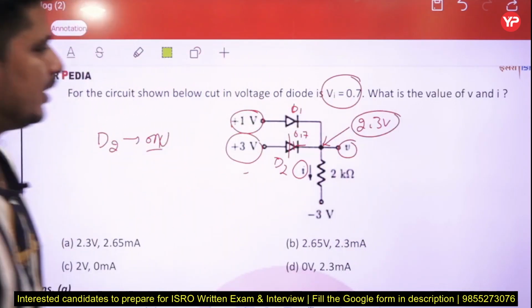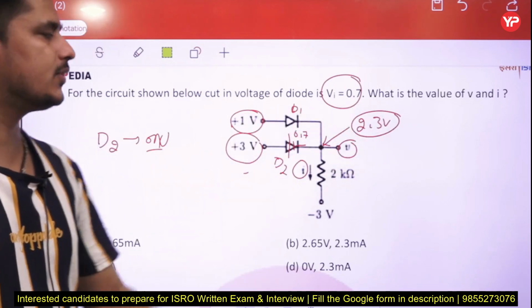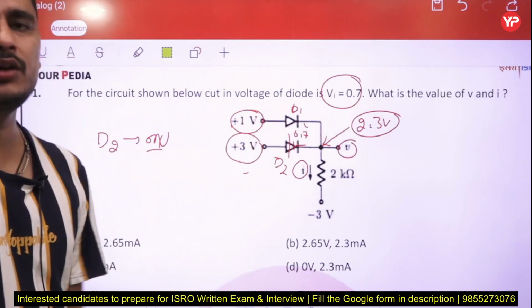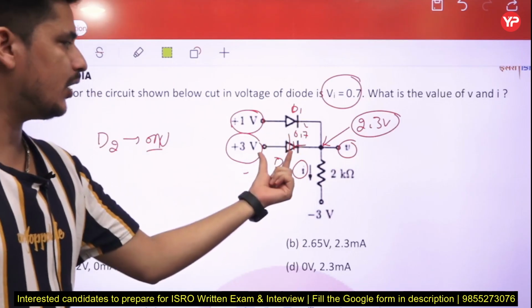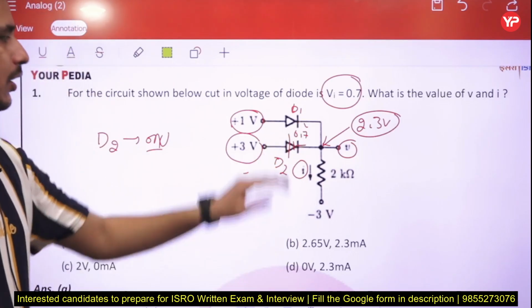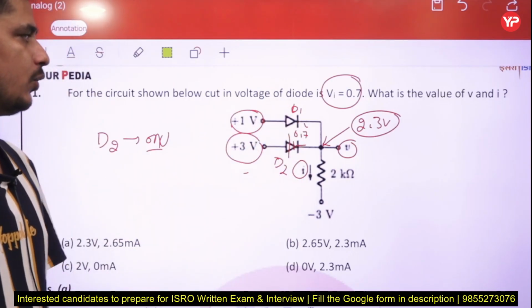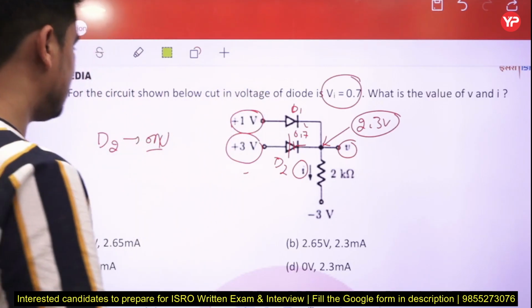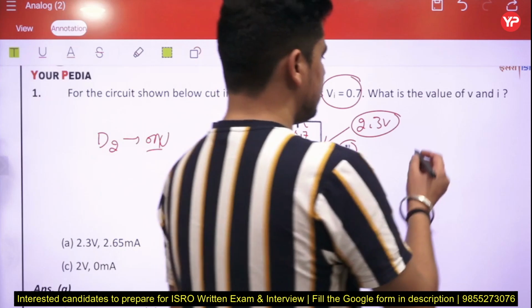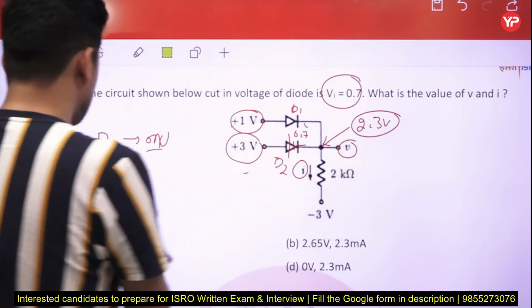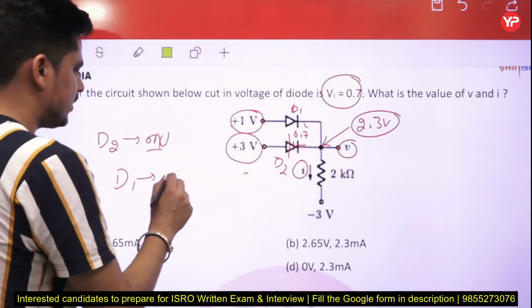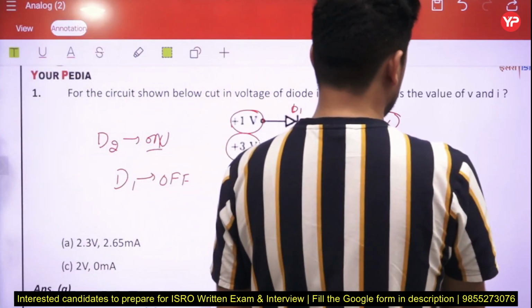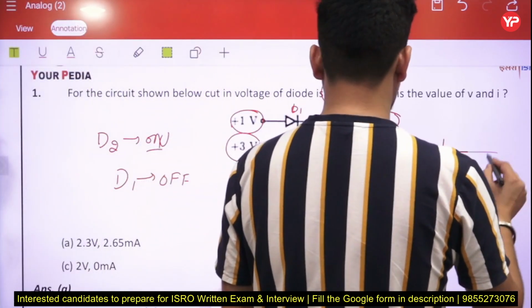So what is happening at this position? The voltage is 2.3 volt and this voltage is greater than 1 volt. So it means when the diode D2 is on, it will prevent diode D1 from turning on, right? So only diode D2 will be on. The D1 is off, right? Understood? So D1 is off in this circuit and D2 is on, right? So when D1 is off, D2 is on, the circuit now becomes like this.